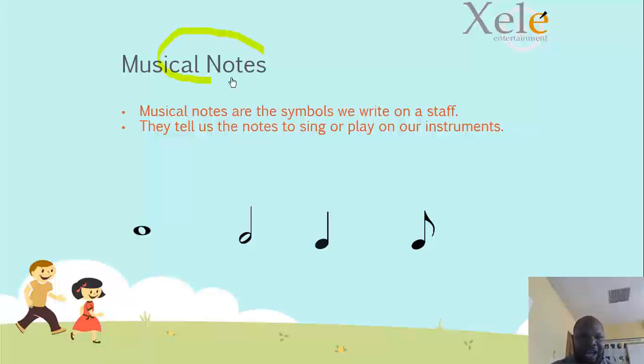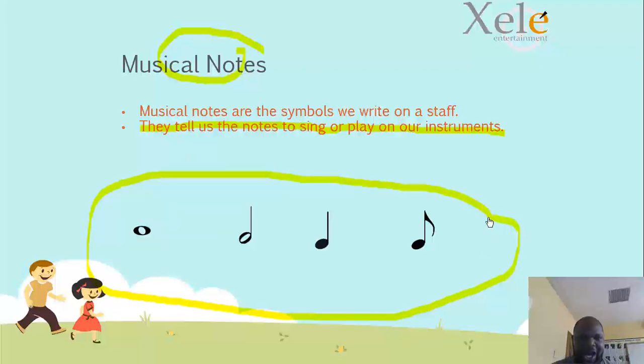Musical notes are those symbols that we write on a staff, and they tell us the notes to play or to sing. They tell us the notes to sing or the notes that we play on our instruments like the piano or the violin or the saxophone, and so on and so forth. So all these symbols that you see here collectively are known as musical notes.